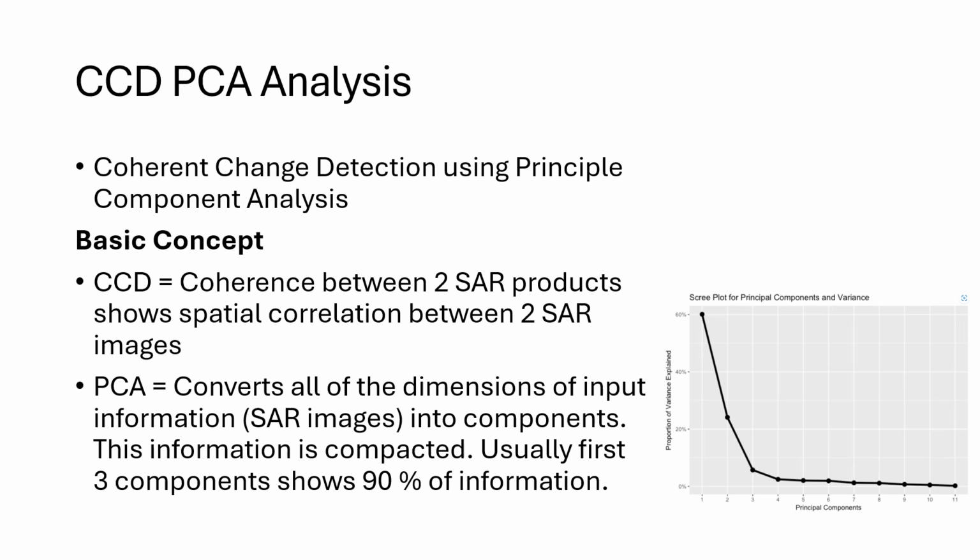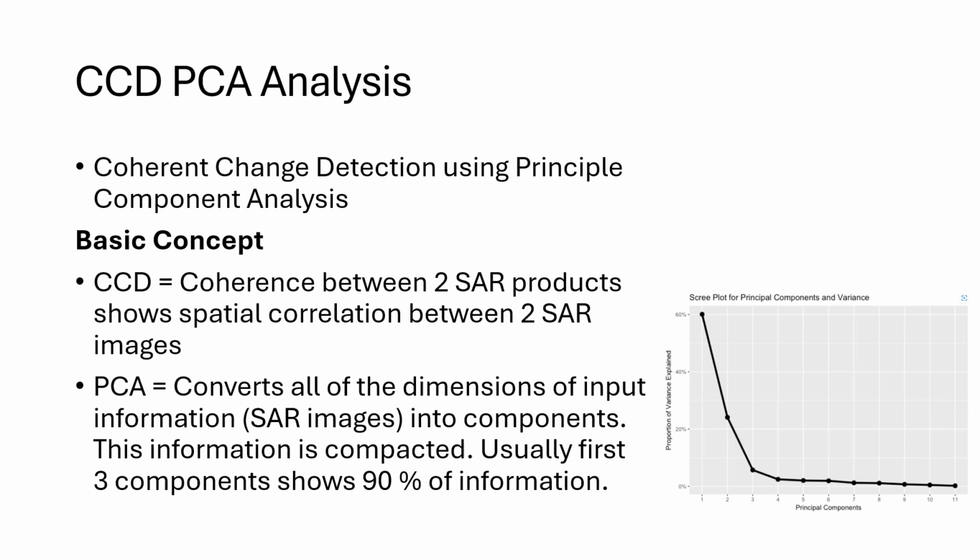CCD stands for Coherence Change Detection and PCA stands for Principal Component Analysis. CCD means we will take the correlation between two SAR images by comparing their amplitude and phase. And for PCA, it converts the data into a reduced dimensionality. For example, if we take 3, 4, 5, or 7 images and input them into a PCA, it will use the mathematics of eigenvectors and magnitudes, and then it will give us different components.